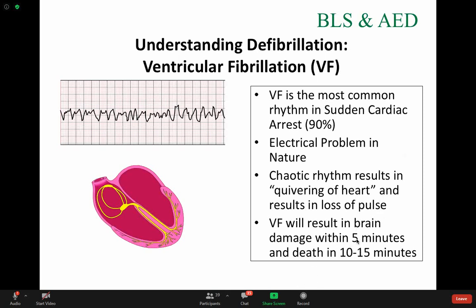Ventricular fibrillation would result in brain damage within 5 minutes and death in 10 to 15 minutes. So patients, if you don't help them or intervene within 5 minutes, they will have brain damage and they might die after 10 or 15 minutes.